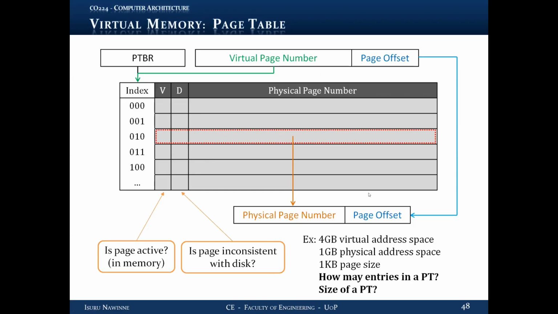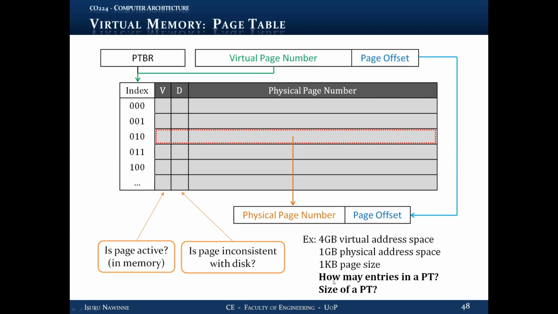Now let's do a little exercise. Assume we have a 4 GB virtual address space. That means the size of the virtual address is 32 bits, right? Then assume we have 1 GB of physical memory, 1 GB of physical address space. That means the size of a physical address is, you need to compute the number of bits, right? The third assumption is the size of a page is 1 kilobyte. Then the size of the page offset, you also need to compute.